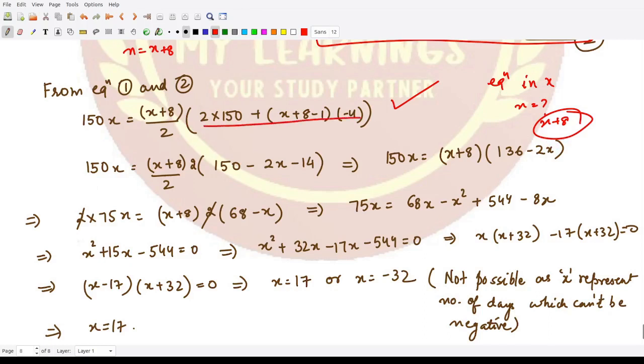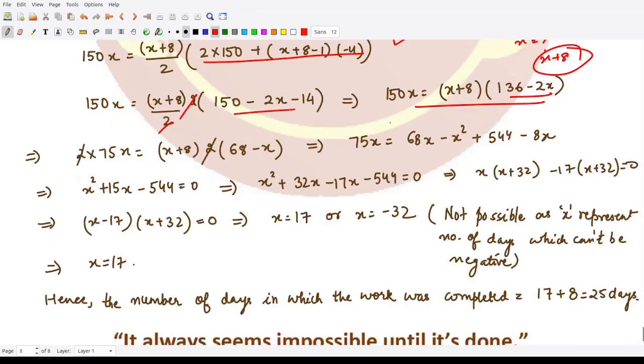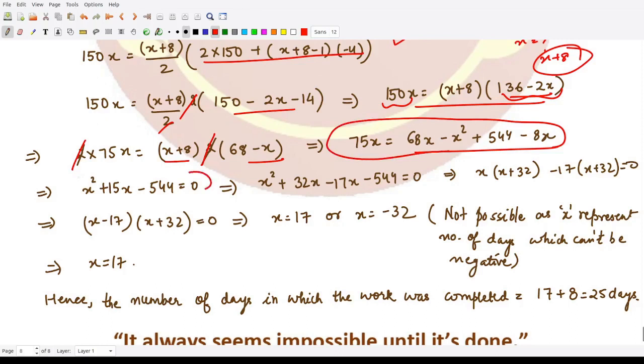You can take 2 common from these terms, cancel them out, and you will be left with this term, simplifying gives you this term. Again, you can take 2 common here and here so that we can simplify our calculations. So you have 75x equals this term multiplied with this term. Then you can simplify this equation further, which is a quadratic equation in x.